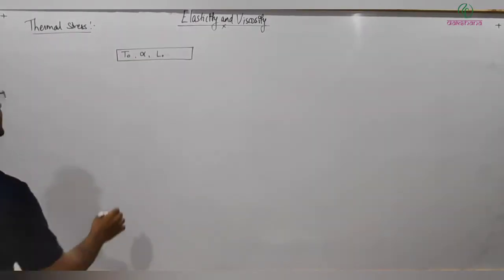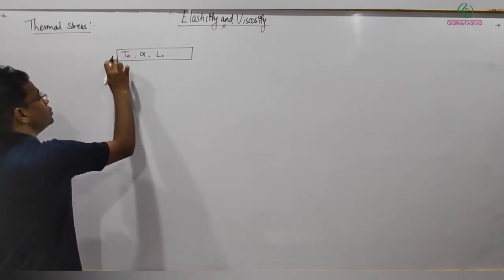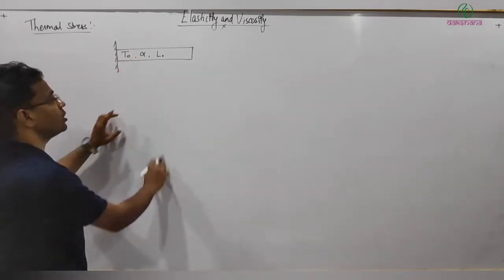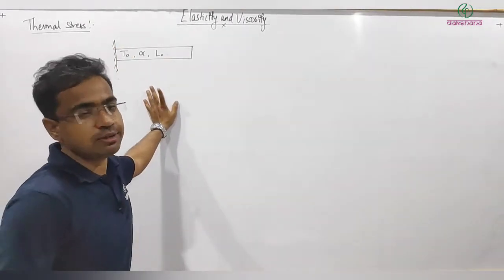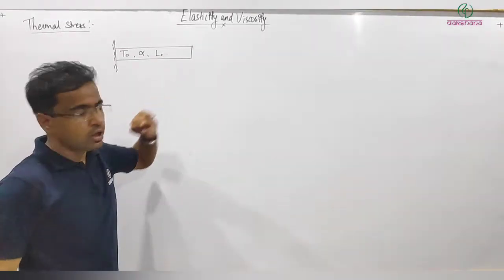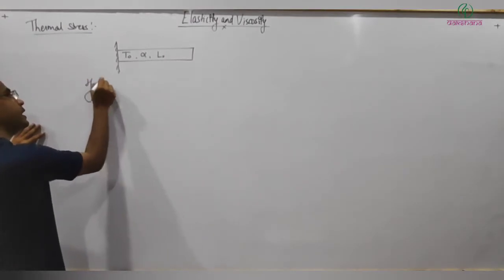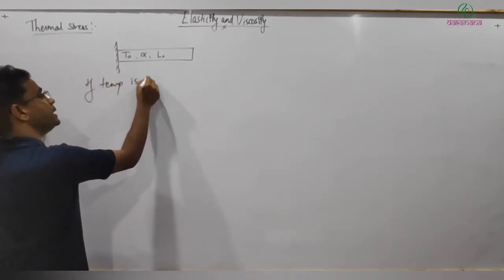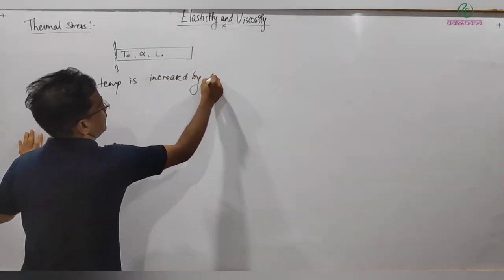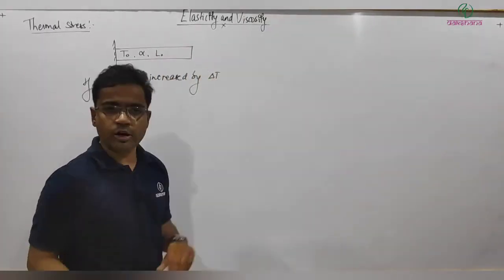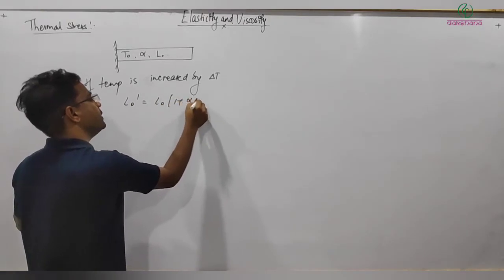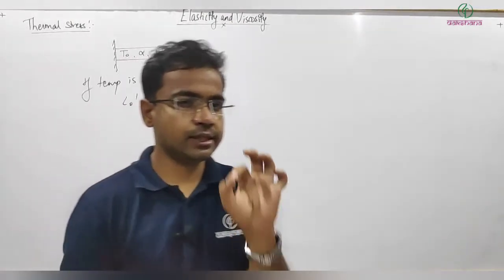Okay, so now let's consider we have one rod whose temperature is T naught, its length is L naught, and alpha is the thermal coefficient of linear expansion. This end is fixed, this is free. Now what happens if temperature is increased by delta T? What will happen? Simply, the rod will expand. L naught prime can be written as L naught into 1 plus alpha delta T. Just imagine it.